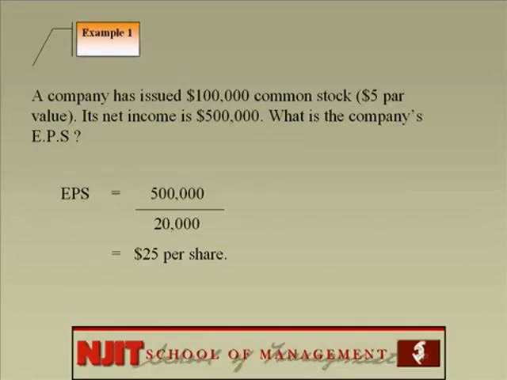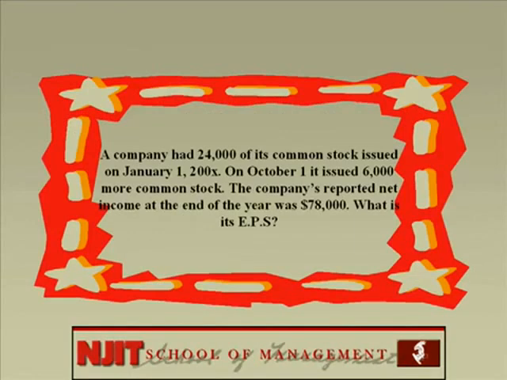How was that? That wasn't too bad, was it? Okay, let's make it a little tougher. Try the second example. Here it is. Eyeball this information for a minute. A company had 24,000 of its common stock issued on January 1 in a hypothetical year, 2000X. On October 1, it issued 6,000 more common stock.